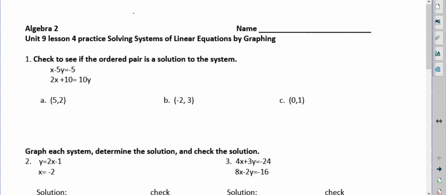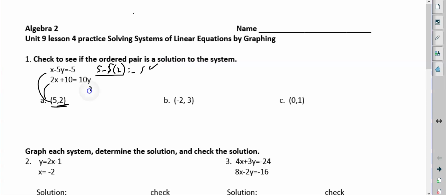All right, so 9.4, practicing solving systems by graphing. The concept of a solution, again, means that (5, 2) is a solution of both of these if you plug it in and it makes two true statements. So let's do that. In this one, it's going to be 5 minus 5 times 2 equals negative 5. So that's 5 minus 10, which is negative 5. Check. You don't have to work out every step of the way if you can figure it out.